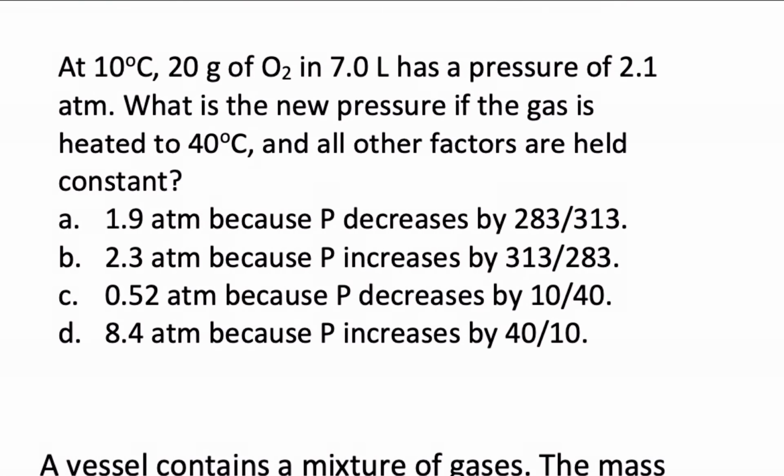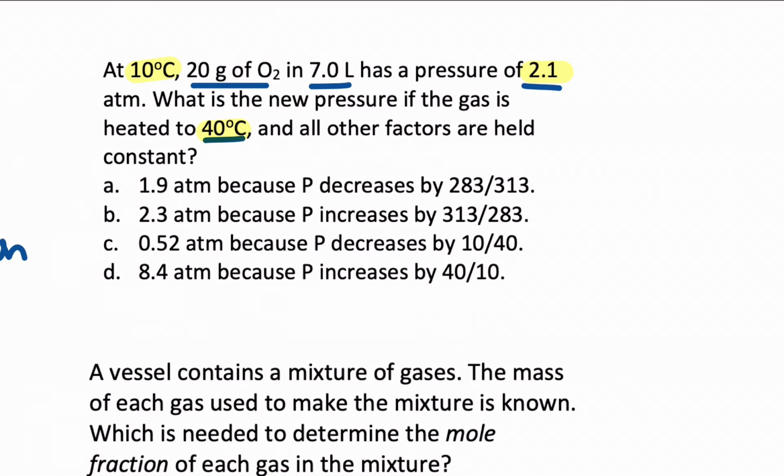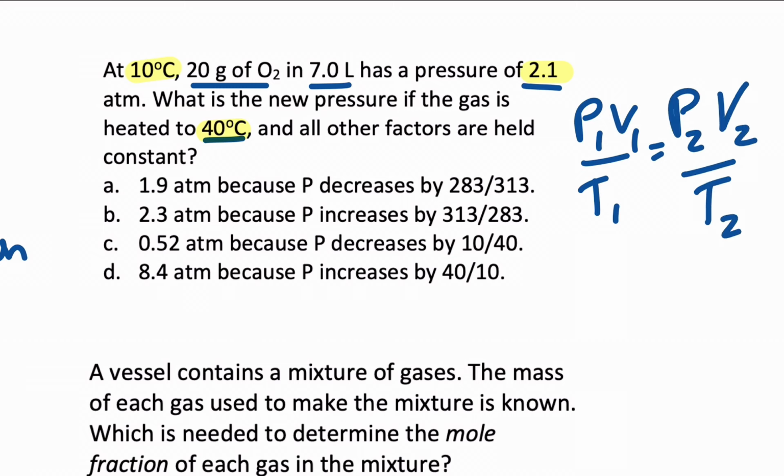Next, at 10 Celsius, 20 grams of oxygen in 7 liters has a pressure of 2.1 atm. What's the new pressure if the gas is heated to 40 and all other factors are held constant? So we are looking at temperature changes and wondering what the new pressure is. So the ideal gas law, which is actually an extension of the combined gas law, P1 V1 over T1, is P2 V2 over T2. The volume is the same, so I actually get rid of those volumes.